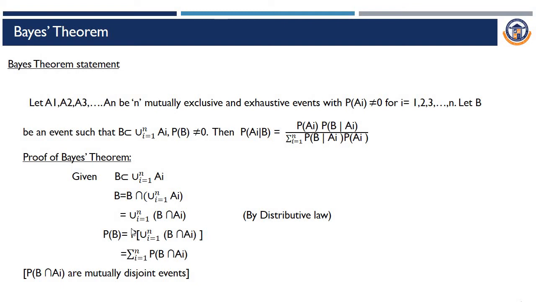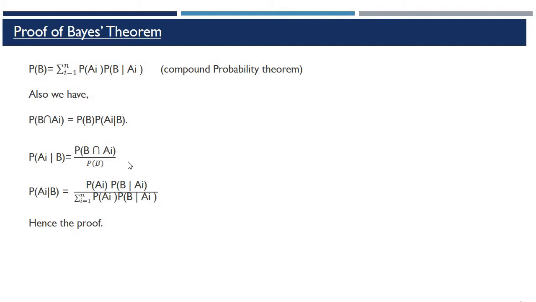So therefore, we can take probability on both sides. That is, probability of B is equal to probability of the union i equal to 1 to n of B intersection Ai. So we can write summation i equal to 1 to n probability of B intersection Ai, since the events B intersection Ai are mutually disjoint. So therefore, probability of B is equal to summation i equal to 1 to n probability of Ai into probability of B by Ai. That is the compound probability theorem.